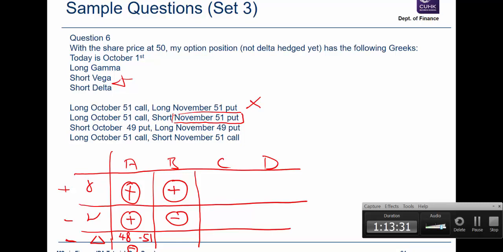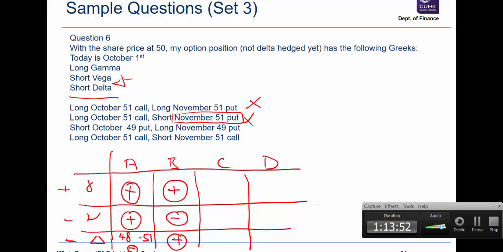All right. Now the thing is, if you are long a call, you are long delta. You are short a put, you are also long delta. So in the end you are long delta. So this cannot be true because you are short delta. So B cannot be correct. Now get on to C.